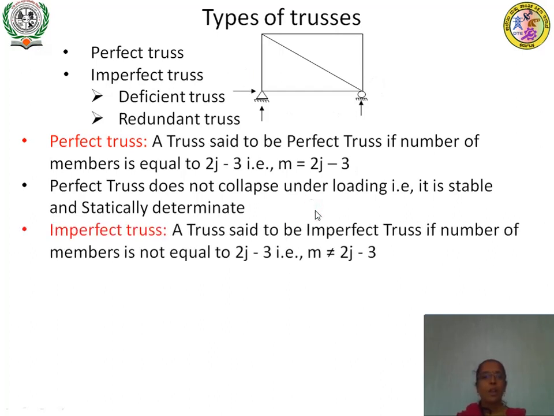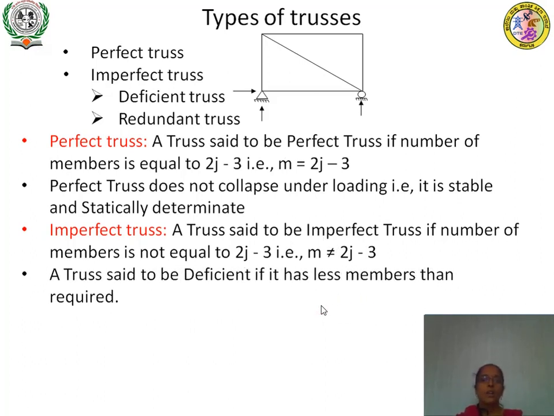Okay, and imperfect truss. A truss is said to be imperfect if the number of members is not equal to 2j minus 3, that is, m is not equal to 2j minus 3. Not equal to means what? Either m is greater than 2j minus 3 or it may be less than 2j minus 3, but it will not be exactly equal to 2j minus 3. If it becomes exactly equal, then it becomes a perfect truss. We have two different types of imperfect trusses, that is, deficient and redundant.